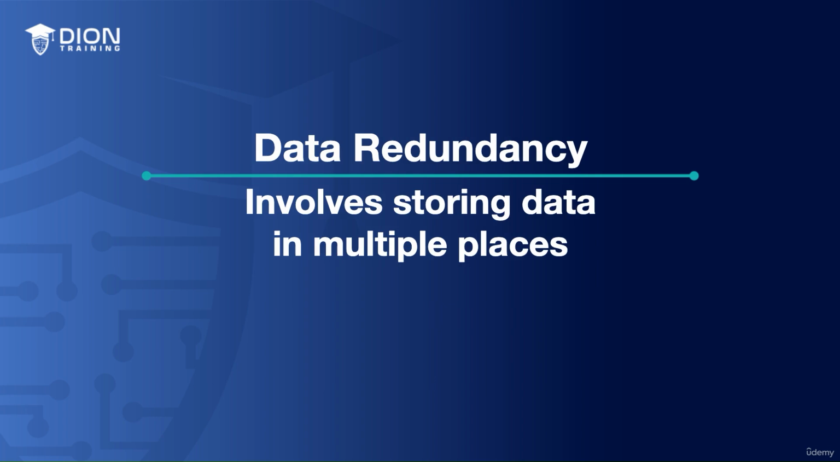Second, we have data redundancy. Data redundancy involves storing data in multiple places. This way, if one storage site fails, the data can still be accessed from another location. Often, we achieve this locally using RAIDs or using a hybrid of on-premise and cloud-based backup systems.